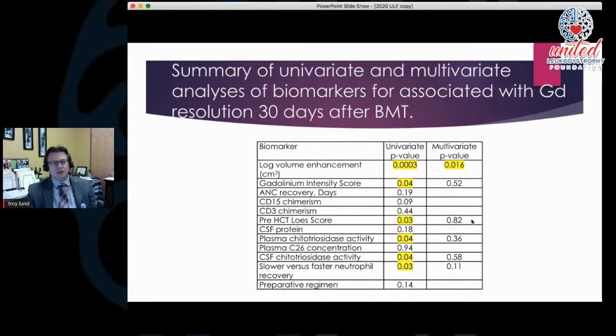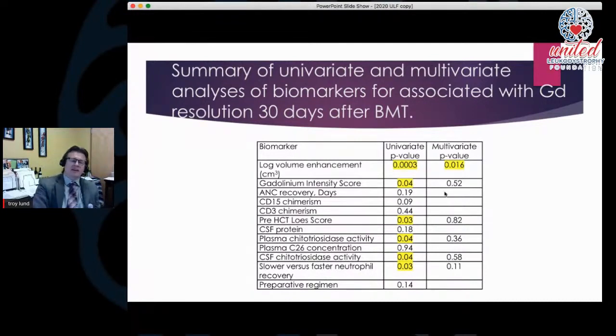The rest of these, their p-values kind of fall off, likely because they start canceling each other out because they're related. Gadolinium intensity score is related to the total protein score. It's related to chitotriosidase in the CSF, etc. Even the neutrophil recovery time falls out.